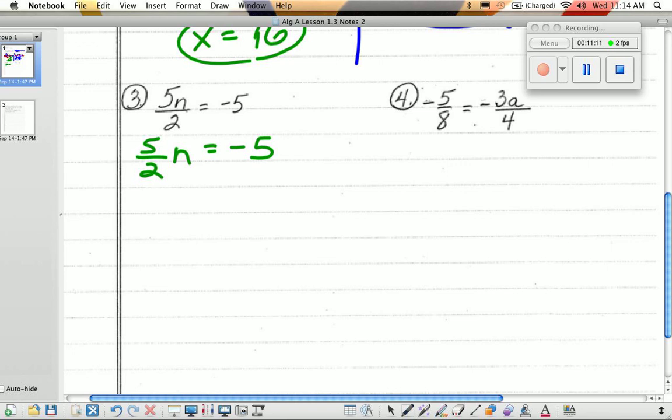We're going to rename this equation 5/2 n equals -5, because the n is upstairs in a fraction. So we can do that. Now we're going to solve that. We get n being multiplied by 5/2. So what do we have to do to undo that? The reciprocal. Okay, the reciprocal is 2/5. So we're going to take 2/5 times both sides of the equation.